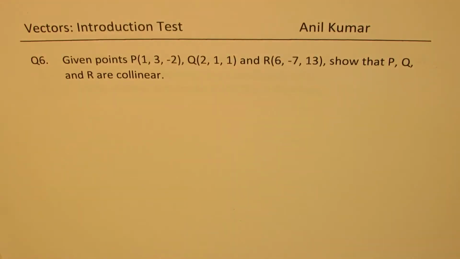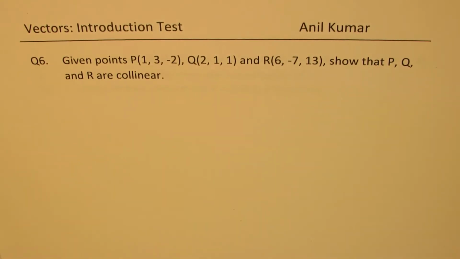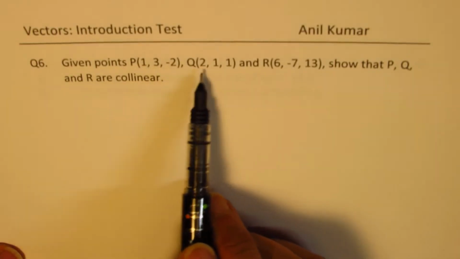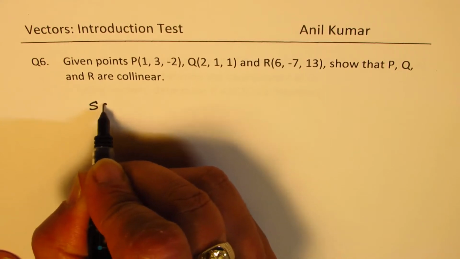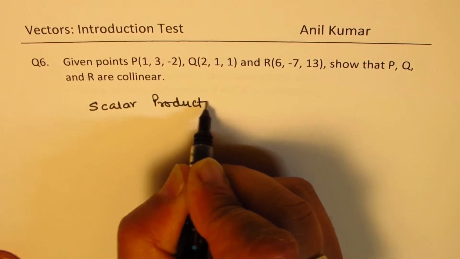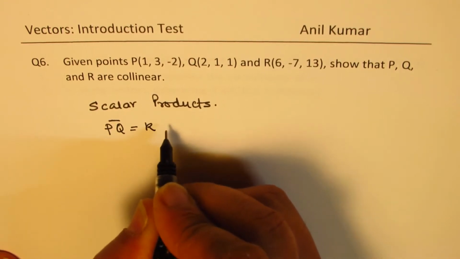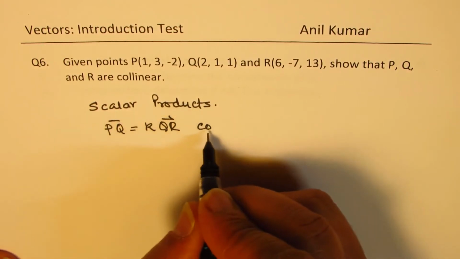The next question here is question number 6. Given the points P, Q and R, show that P, Q and R are collinear. You can actually pause the video, answer this question, then look into my suggestions. Now in question number 6, we need to show that 3 points are collinear. So we could do that if we have scalar products. That is to say, if we prove that PQ is some constant times QR, then they are collinear. This is the concept. Is it okay?